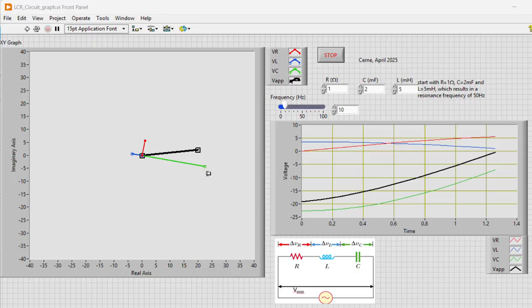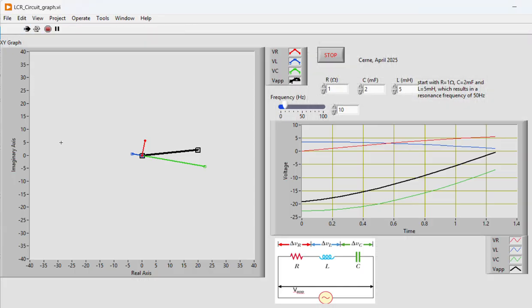So, let's use phasors to understand this a little bit better. If you've seen phasors before, this should be very straightforward. If you haven't, hopefully I'll be able to explain it to you.